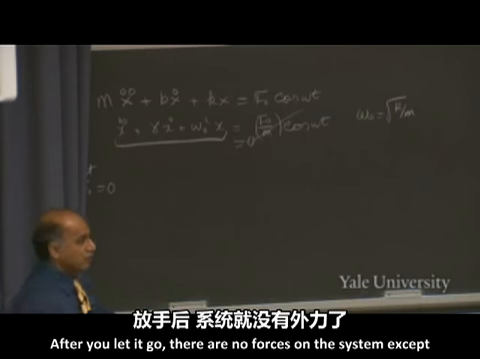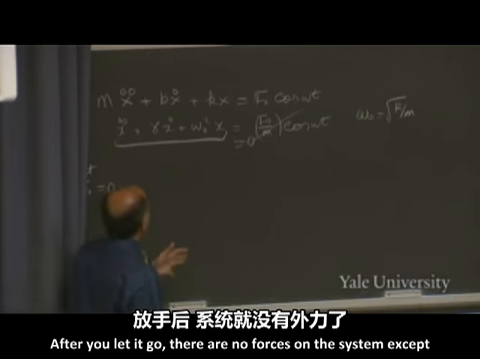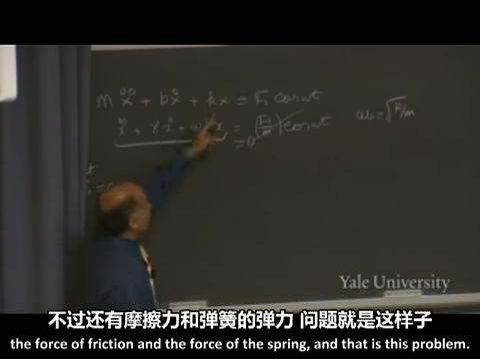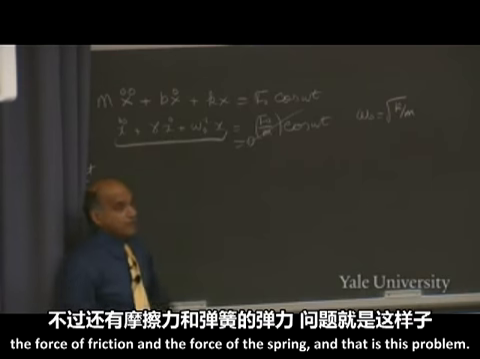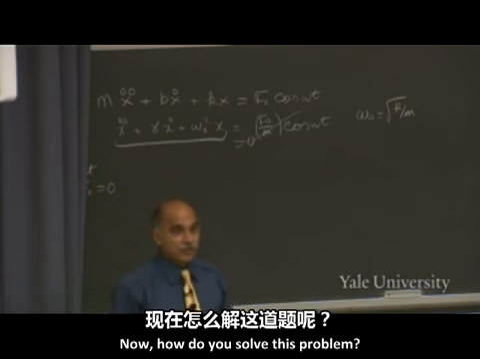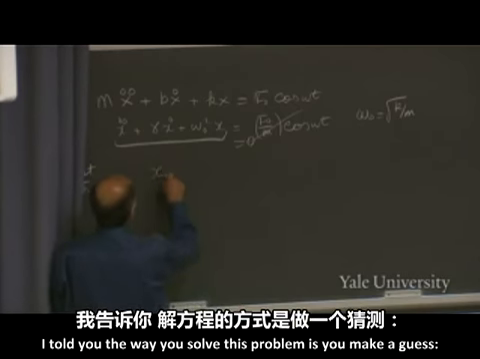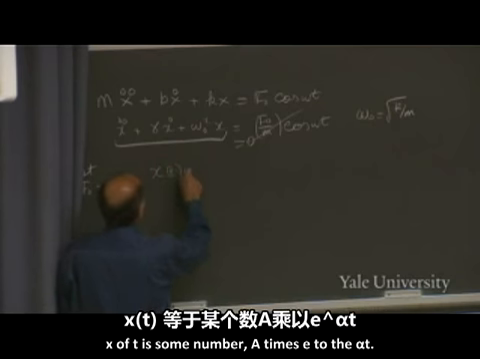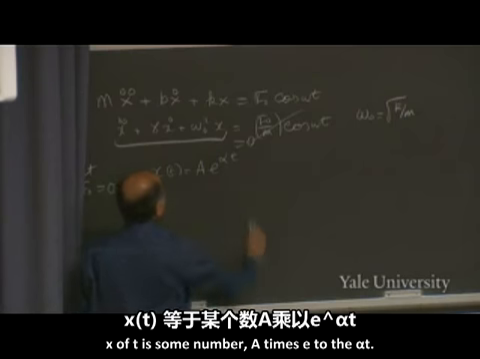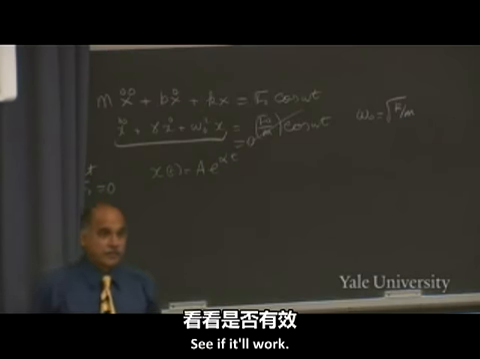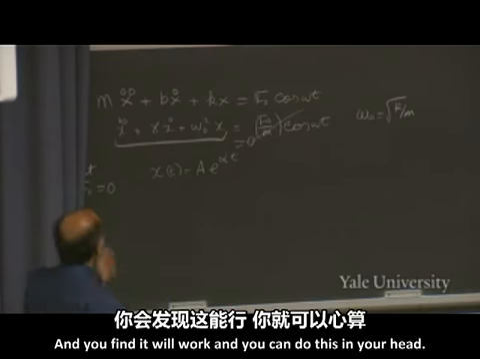After you let it go, there are no forces on the system except the force of friction and the force of the spring. And that is this problem. So how do you solve this problem? I told you the way you solve this problem is you make a guess. x of t is some number a times e to the alpha t. See if it'll work. And you find it'll work, and you can do this in your head.